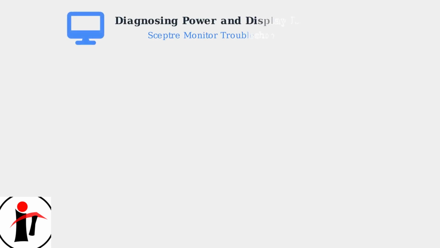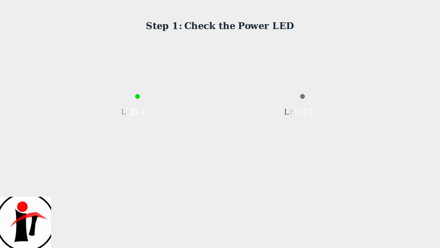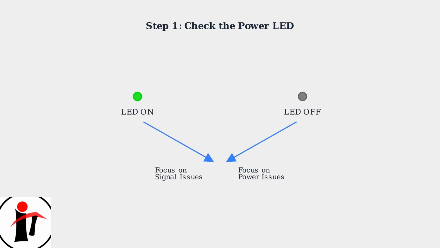When your Sceptre monitor shows a blank screen, the first step is determining whether you have a power issue or a display signal problem. This systematic approach will save you time and help identify the root cause. Start by examining the power LED on your monitor. If the LED is completely off, you have a power-related problem. If the LED is on but there's no display, focus on signal and connection issues.